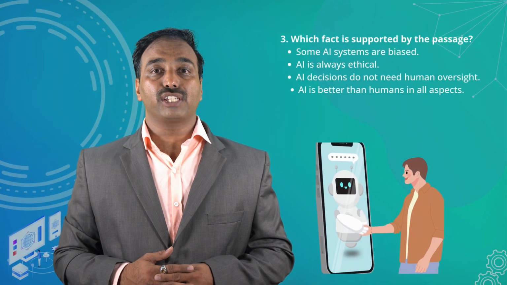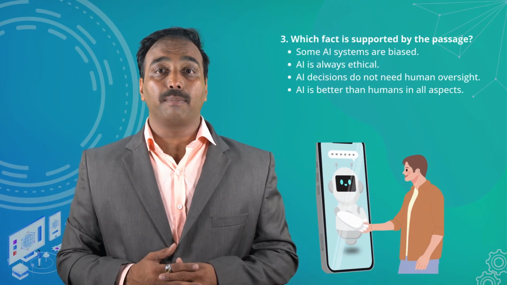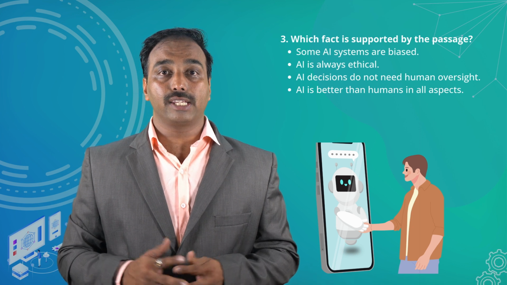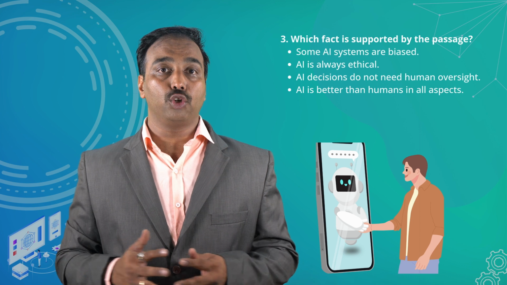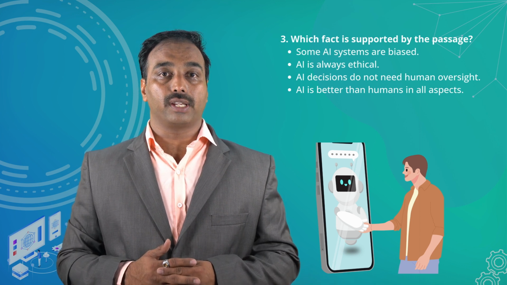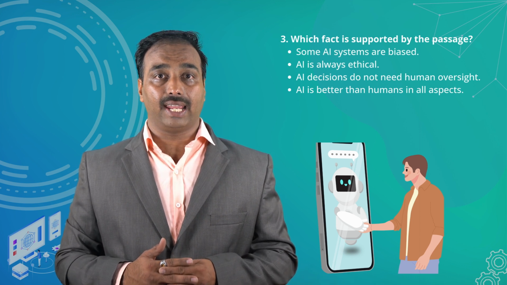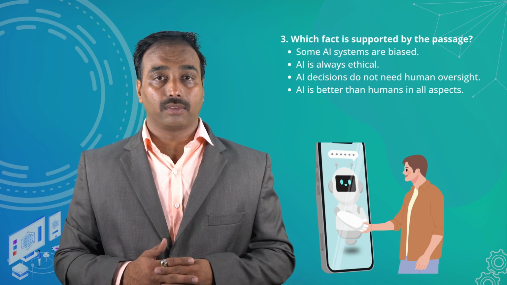Next question. Which fact is supported by the passage? Some AI systems are biased. AI is always ethical. AI decisions do not need human oversight. AI is better than humans in all aspects. The correct option is the first statement, bias in AI, is a well-documented fact.